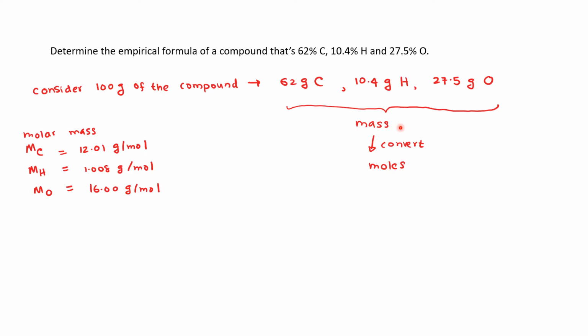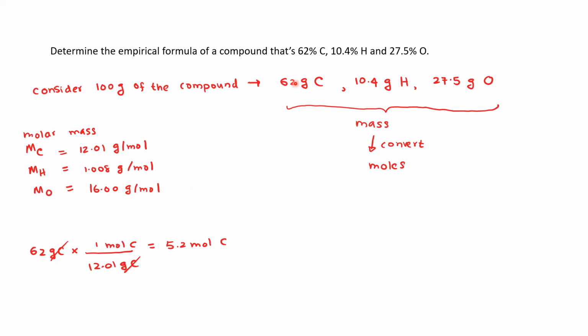To convert the masses to moles, you need the molar masses of these elements. So you go to the periodic table and find the molar mass of carbon, which is 12.01, and molar mass of hydrogen and molar mass of oxygen.